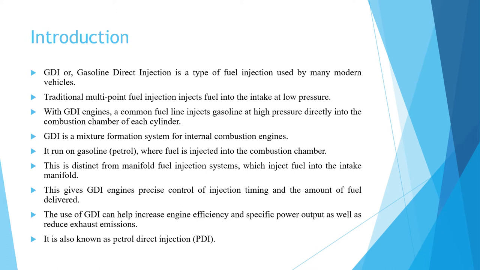GDI is a mixture formation system for IC engine. It runs on gasoline, where fuel is directly injected into the combustion chamber. This is distinct from the manifold fuel injection system, which injects fuel into the intake manifold. This gives the GDI engine precise control of injection timing and the amount of fuel delivered. The use of GDI can help increase engine efficiency and specific power output, as well as reduce exhaust emissions. It is also known as PDI or petrol direct injection.